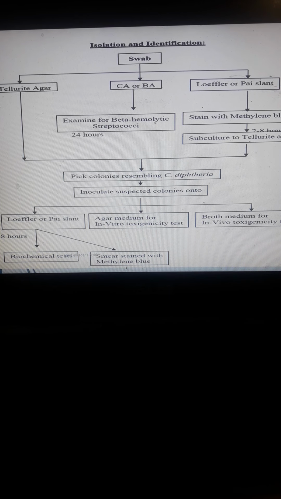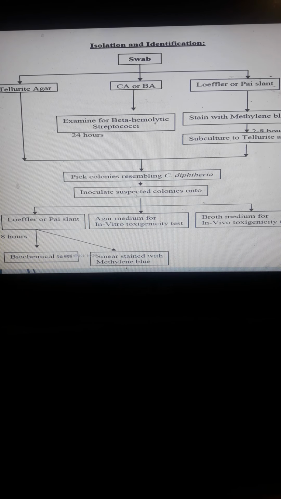If they have the tellurite agar, the black halo pigment is an indication that there is a presence of Corynebacterium diphtheriae. So you have to pick colonies from this subculture on tellurite agar, and that culture already indicates that there is Corynebacterium diphtheriae. Then you do the inoculation of suspected colonies onto Loeffler pie slant for the identification, and agar for in vitro toxigenicity.